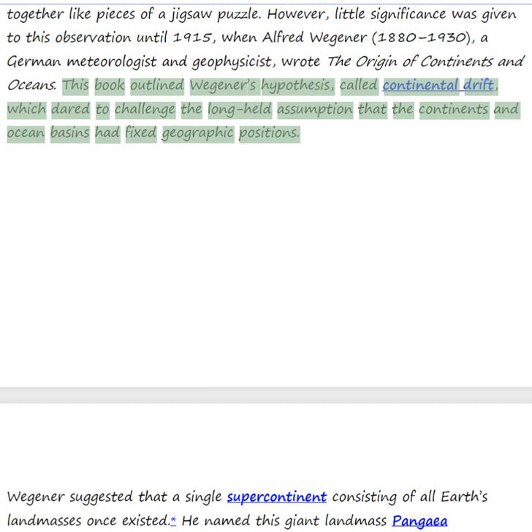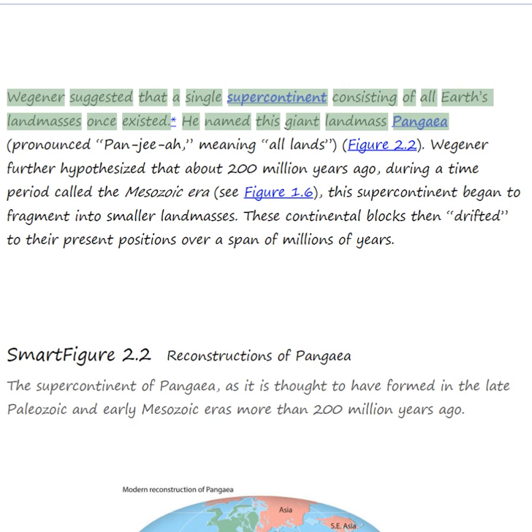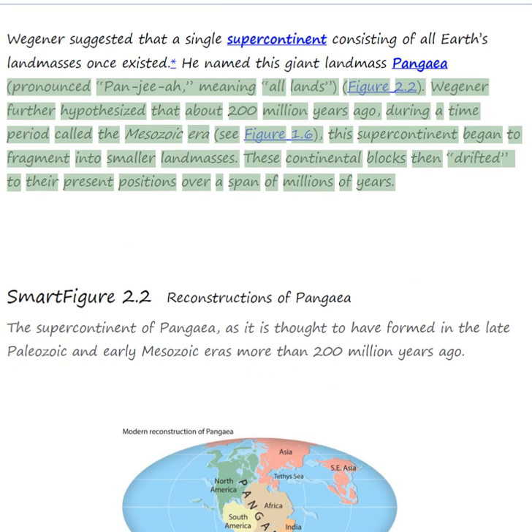This book outlined Wegener's hypothesis, called continental drift, which dared to challenge the long-held assumption that the continents and ocean basins had fixed geographic positions. Wegener suggested that a single supercontinent consisting of all Earth's land masses once existed. He named this giant landmass Pangaea. Wegener further hypothesized that about 200 million years ago, during a time period called the Mesozoic era, this supercontinent began to fragment into smaller landmasses. These continental blocks then drifted to their present positions over a span of millions of years.